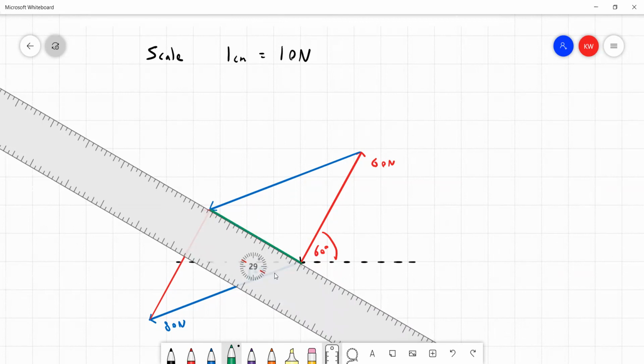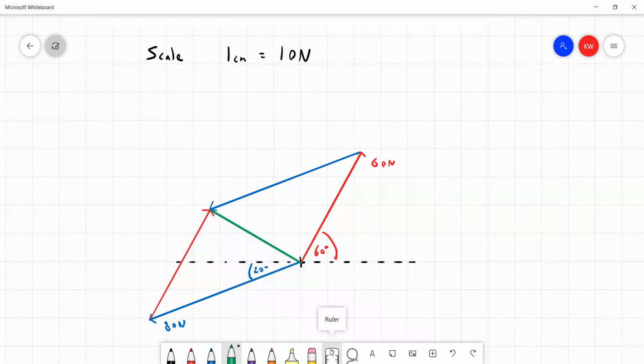While I've got my ruler down, I'll have a measure of it, and I count 1, 2, 3, 4, 5.25 centimeters, maybe something like that, 5.25 centimeters. So I'll say that's the length of the resultant, 5.25. We've measured the angle as we drew it there. We'll do this separately with a protractor. That's 29 degrees. So arrowhead in here.